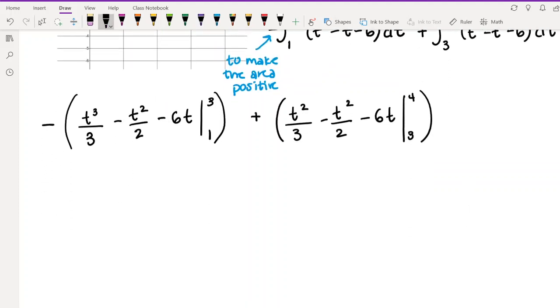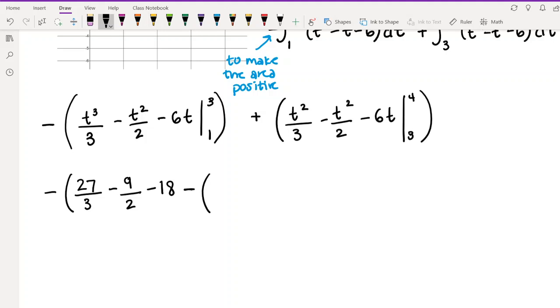Okay, so what do we get in this case? Well, we get t cubed is 27, so we have 27 over 3. And then we have 3 squared is 9. And then we have 18. And then from that, we have to subtract the lower bound.